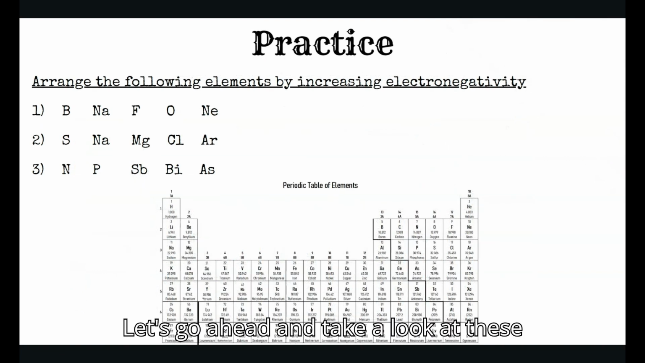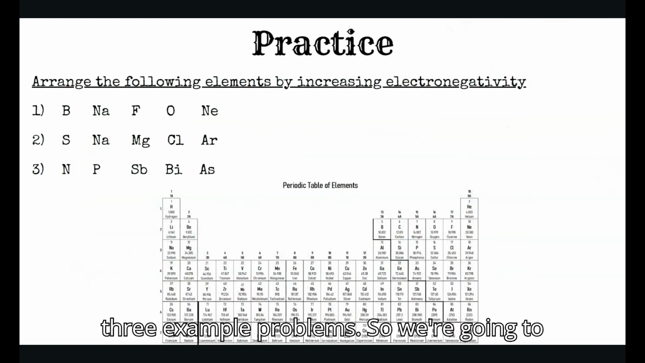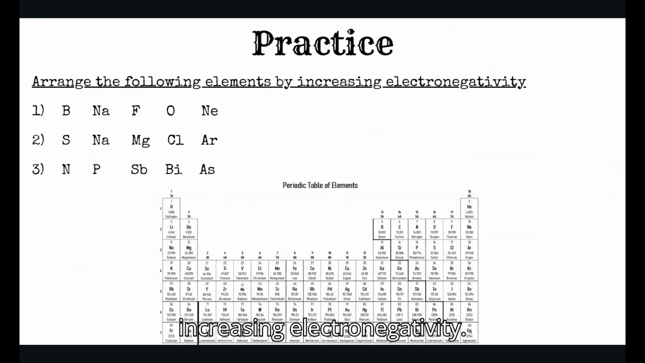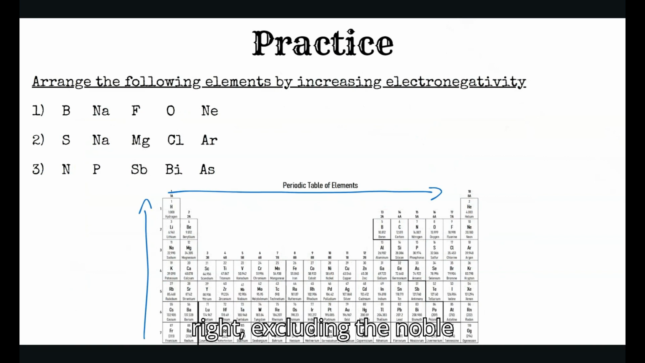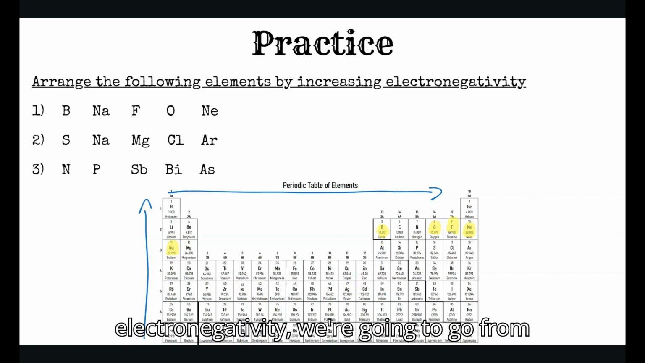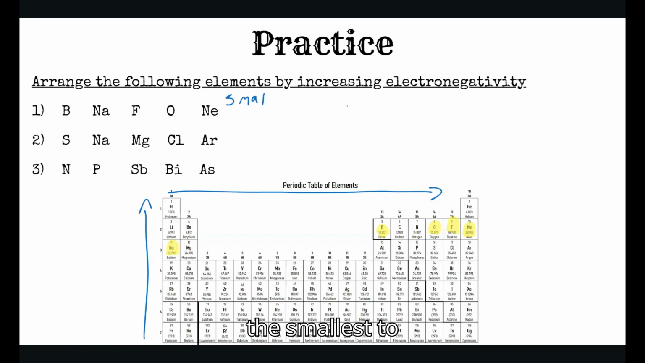Let's go ahead and take a look at these three example problems. We're going to arrange the following elements by increasing electronegativity. We need to remember our trend is up and to the right, excluding the noble gases. Taking a look, we have boron, sodium, fluorine, oxygen, and neon. Increasing electronegativity means we go from the smallest to the largest.